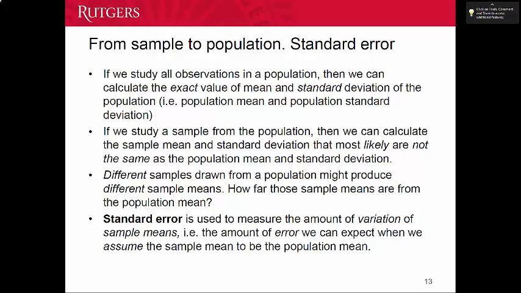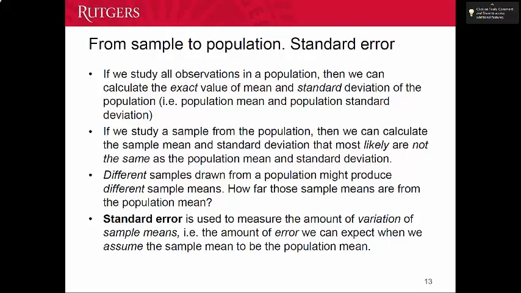Okay, so in the previous lecture, we have talked about samples and populations. So here, just to remind you that populations are all observations that we are interested in. A sample is only a portion of the population. So when you study the population, it's easy to calculate the exact value of the mean and standard deviation of the population. Now suppose that it is too costly to study the full population. So you study a sample from the population instead. So what can you do with the sample?